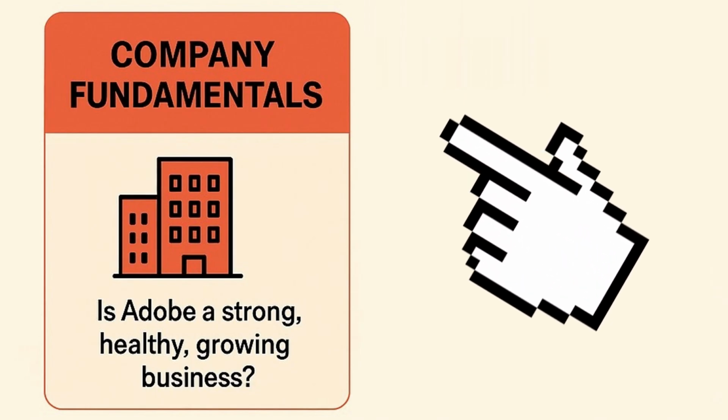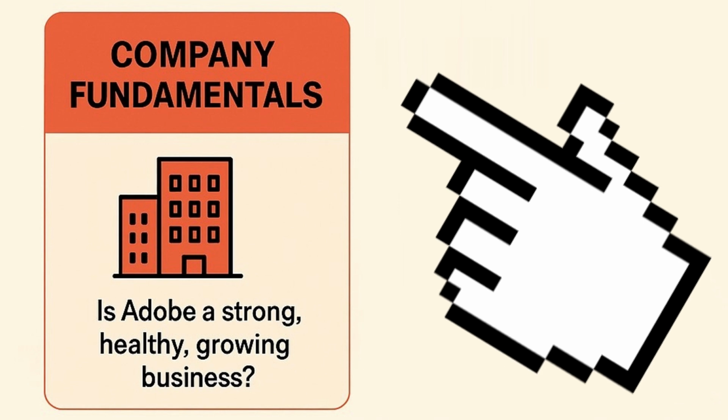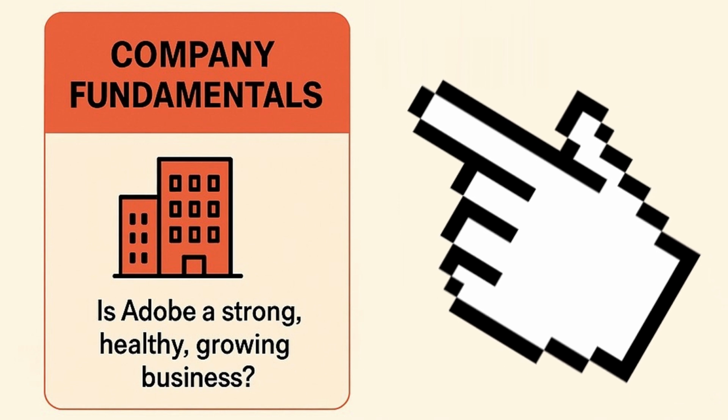First, let's look at the company fundamentals. This simply means, is a company strong and healthy? Let's look at Adobe. Adobe makes popular software like Photoshop and Illustrator. And it's very important to understand what they sell and how they make money. If you look at Adobe, you can see that their revenue has been growing steadily. Growing sales means more customers are buying and companies making more money.